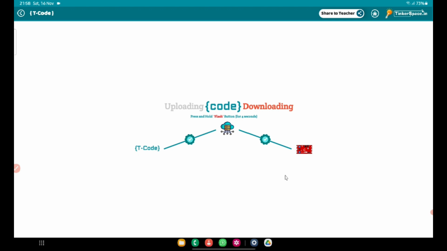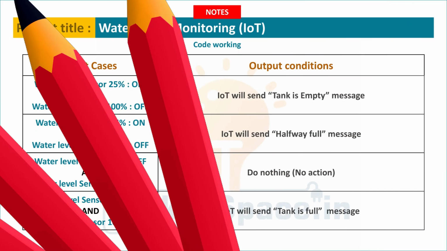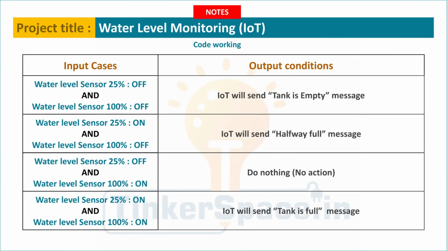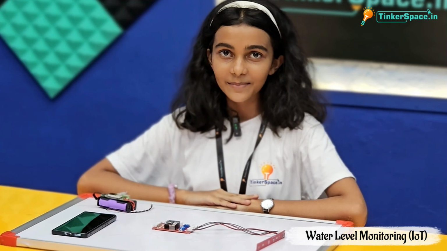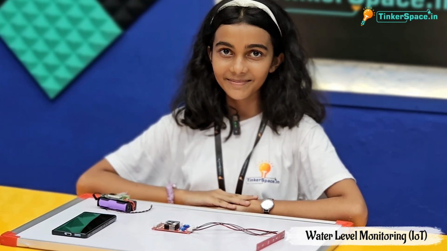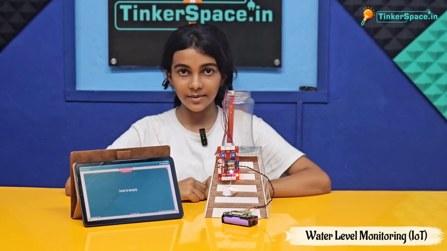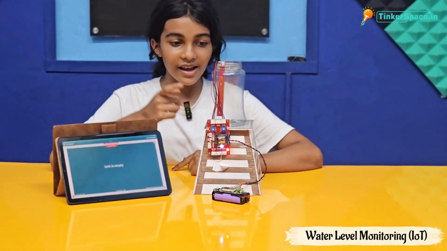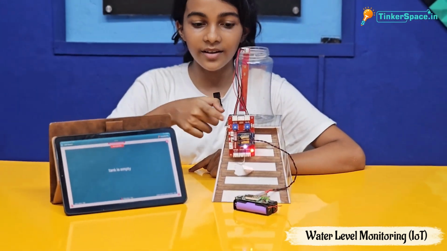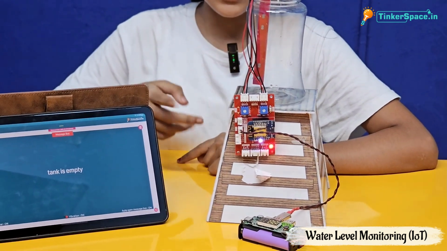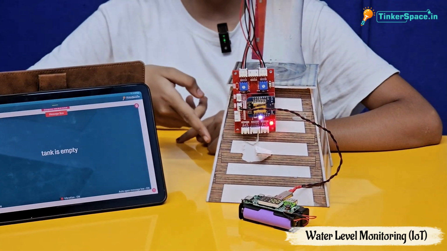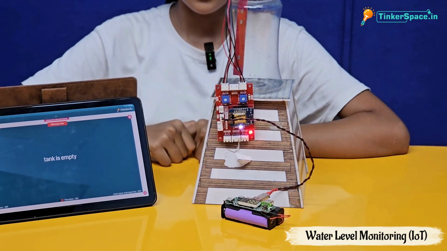Now let's do the hardware part. We're done testing our project. Now let's implement it in a model. Here we have finished the model of our project. Here we have fixed the water level sensor as the input, the TinkerSpace Brain Board as the brain, and the smartphone as the output. The smartphone is connected to the TinkerSpace Brain Board through the internet.